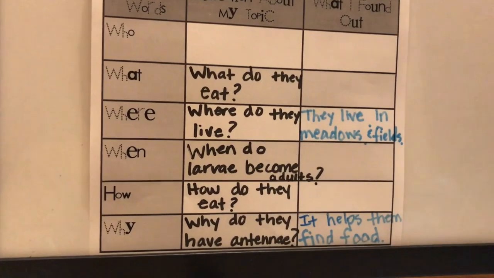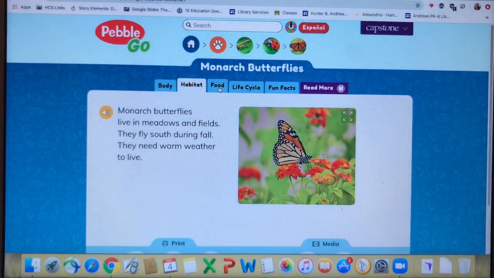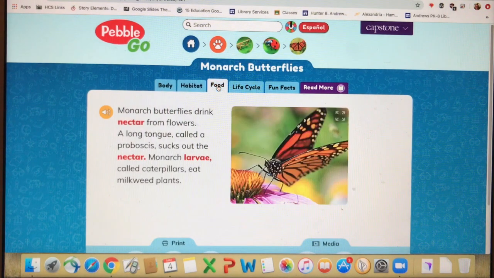Okay, guys, good job. All right, let's go to the next one that says food, and that's definitely going to answer some of our questions. Probably what do they eat and how do they eat? Monarch butterflies drink nectar from flowers. A long tongue, called a proboscis, sucks out the nectar. Monarch larvae, called caterpillars, eat milkweed plants.